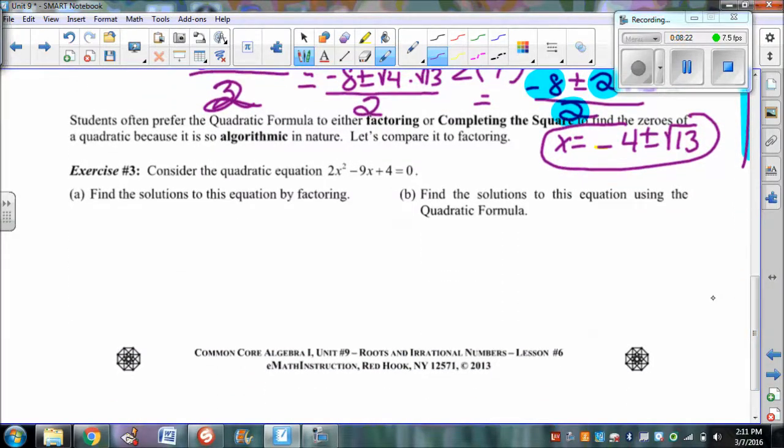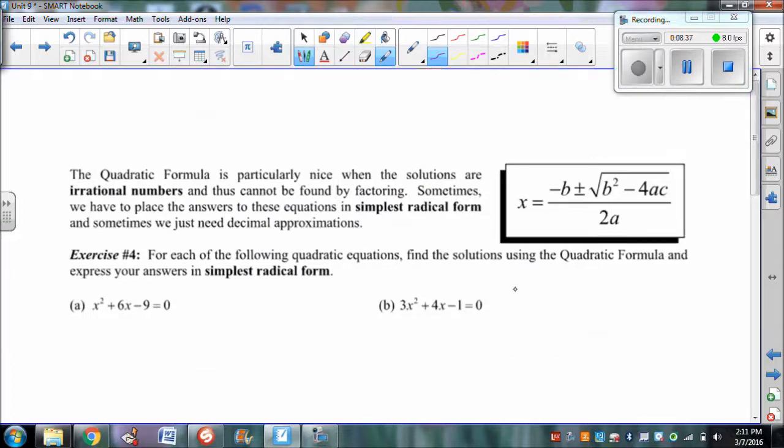So I'm going to have you guys do exercise 3. It says first factor it and then do the quadratic formula. Okay, so you're going to factor it first, then do the quad formula. All right, go ahead, flip the page. So again, it gives you the quad formula right there, okay? A nice little graphic for us.